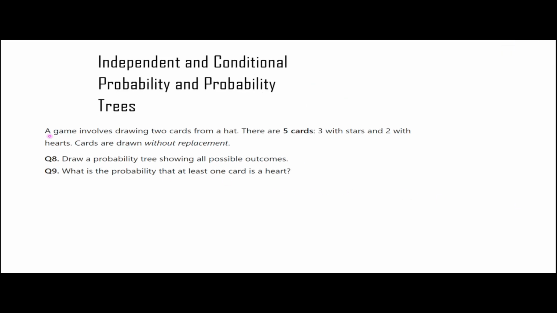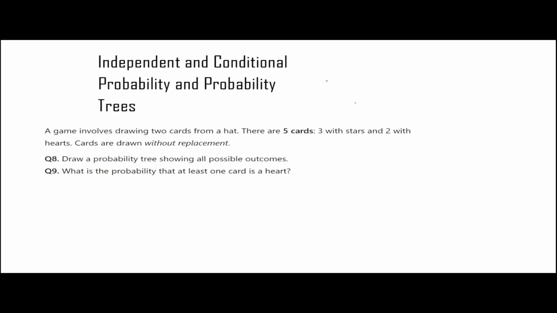For this one, we're told that a game involves drawing 2 cards from a hat, so presumably you can't see what you're drawing. There are 5 cards, 3 with stars, 2 with hearts. The cards are drawn without replacement, so in other words, you take it out, you have a look at it, make note of it, and put it to the side. You don't put it back into the hat. Okay, draw a probability tree showing all possible outcomes from these 2 cards. It's pretty similar to the marbles example by the looks of it.